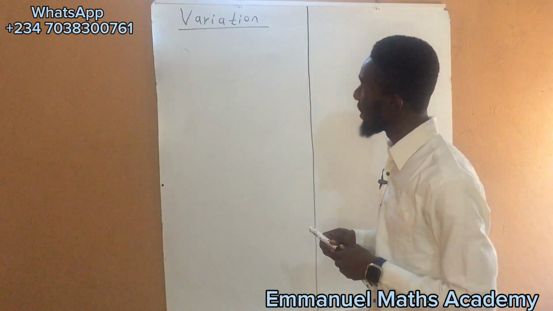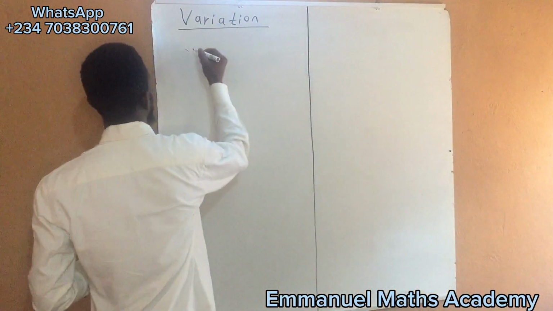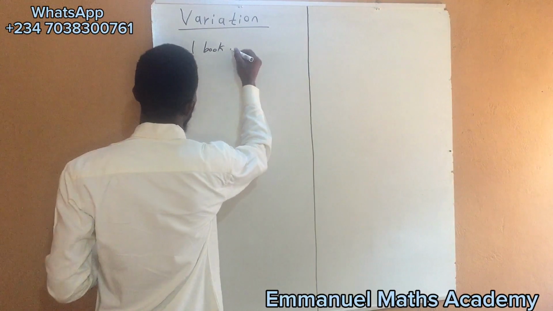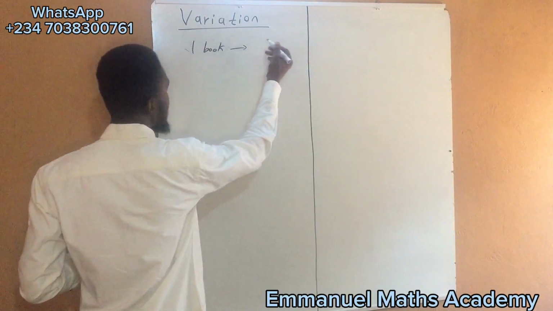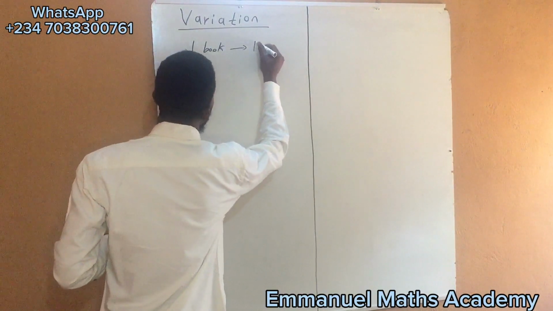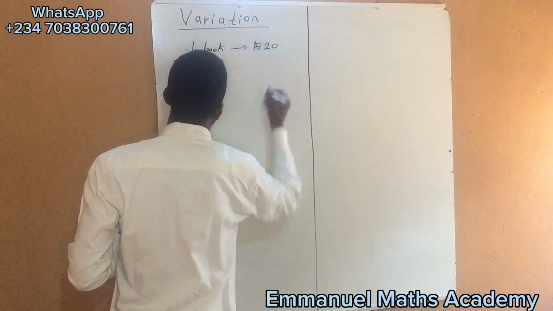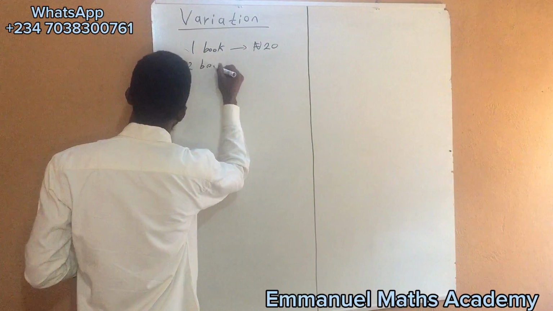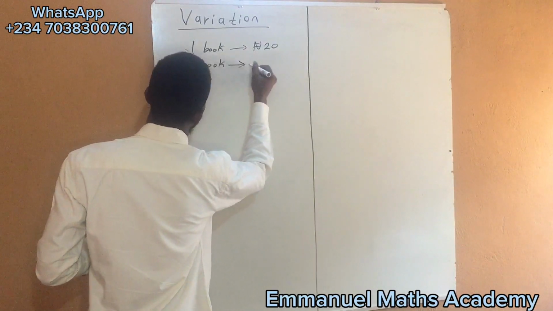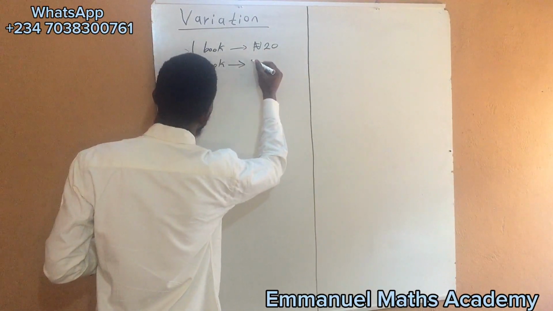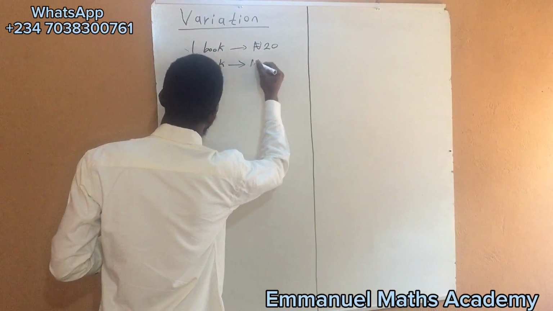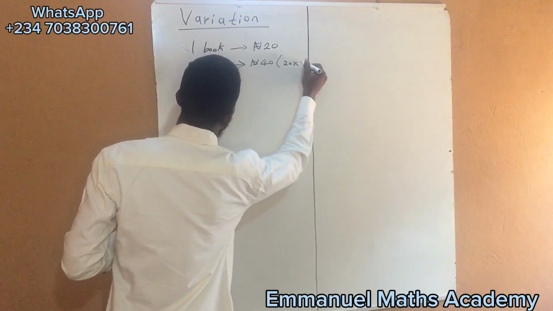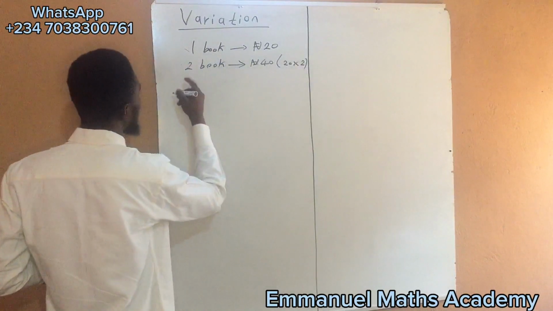If one book costs, let's say, 20 naira, what will two books cost? Two books will cost 20 naira times 2, right? Which is 40 naira.